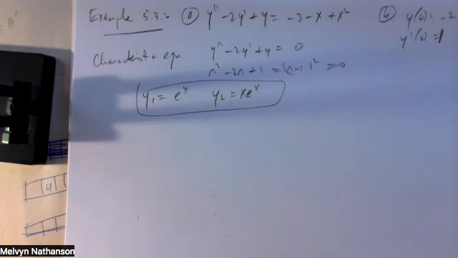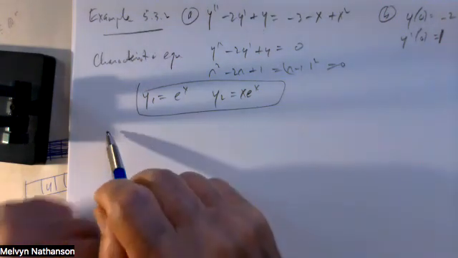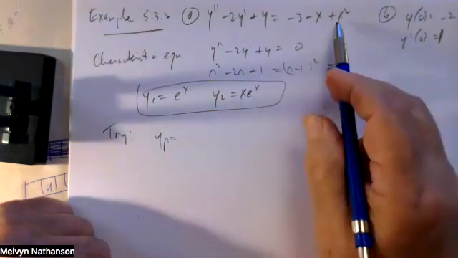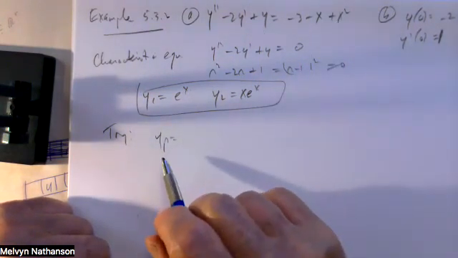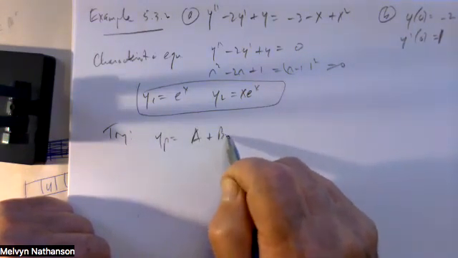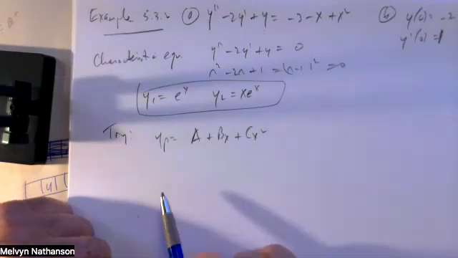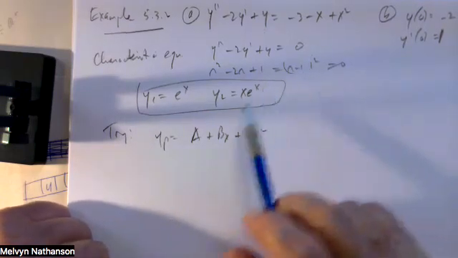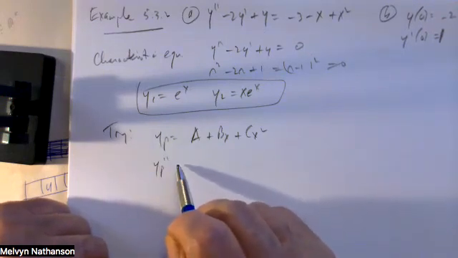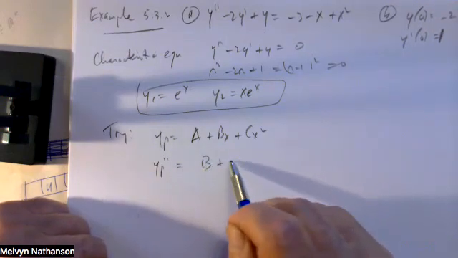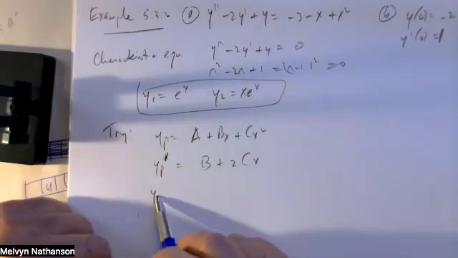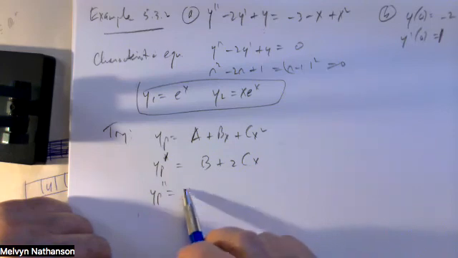And to find a particular solution, let's try y sub p equal to some quadratic, a plus bx plus cx squared. Let's just try that. So if that's y, the first derivative will be b plus 2cx. And the second derivative is 2c.